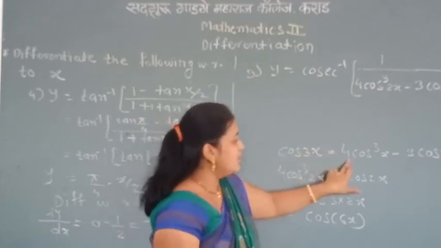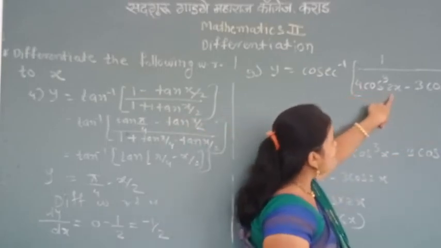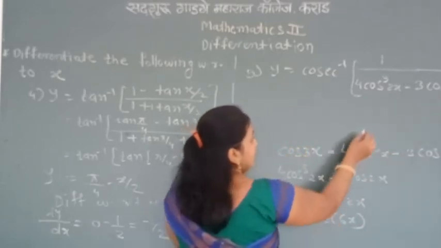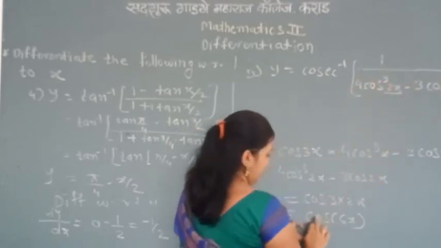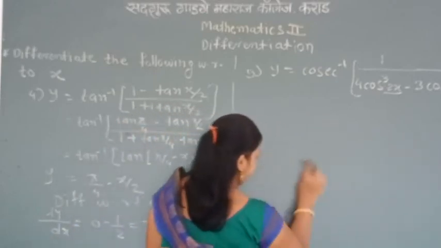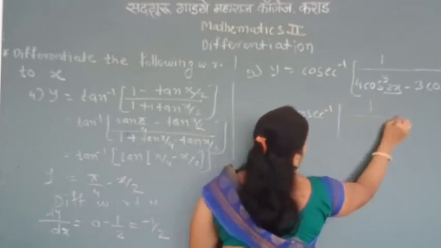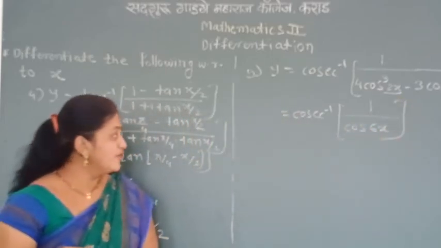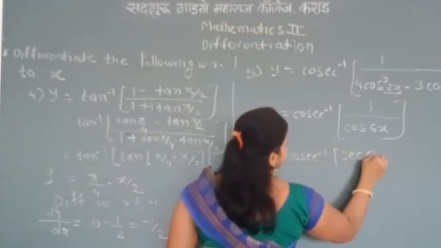We can use the formula cos 3x. What is the cos 3x formula? 4 cos cube x minus 3 cos x. The given term 4 cos cube 2x minus 3 cos 2x is the formula of cos 3x, but here the angle is 2x. So this angle we can multiply by 3 here. So this term we can convert to cos 6x. So this term we can write cos inverse as it is, of cos 6x. Here we have 1 upon cos 6x, 1 upon cos, which is sec. So cos inverse sec 6x.